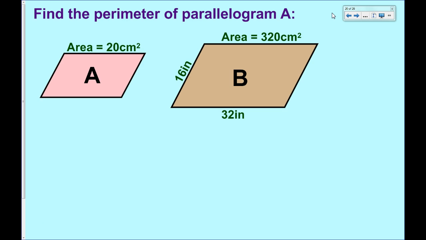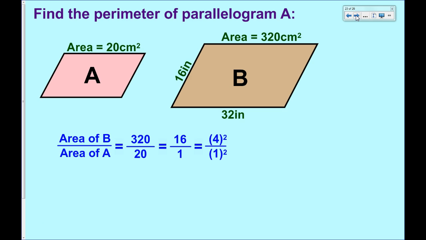Otherwise, as I've hinted before, the connective tissue between these two is going to be the scale factor. And you notice the only information that we know about both shapes, both figures, is the area. So we might as well write a ratio of the area of B to the area of A. If I do that, I get 320 over 20, which simplifies to 16 over 1. And our theorem today said that the ratio of the areas should be the scale factor squared. So that means I have to take a square root of both top and bottom of that ratio that I just got, which is really a 4-to-1 ratio that's been squared.